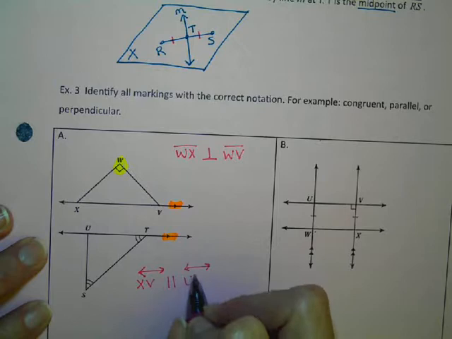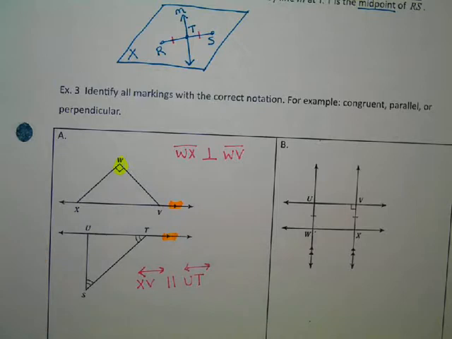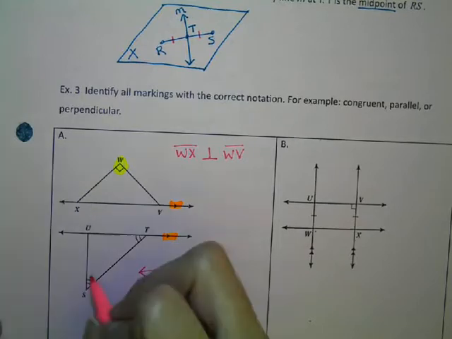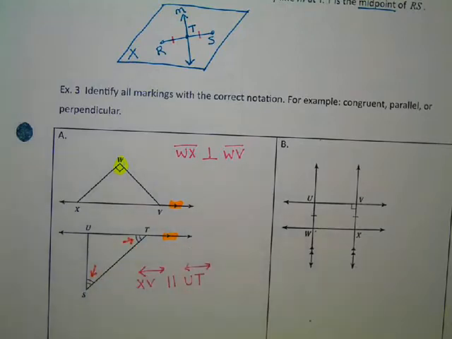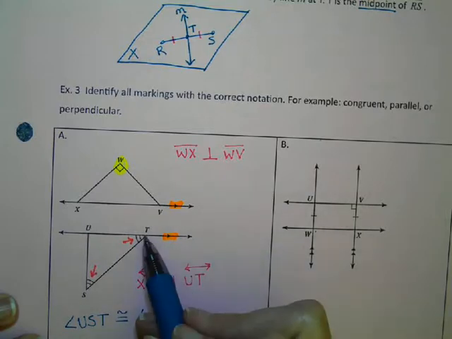Okay? And I noticed one more thing in this picture. You notice those little marks in the corner? That means those angles are congruent. So if I want to name this angle, S has to be in the middle of this angle. So UST is congruent to angle. This one, T has to be in the middle. So if I said UST, I'll say UTS.